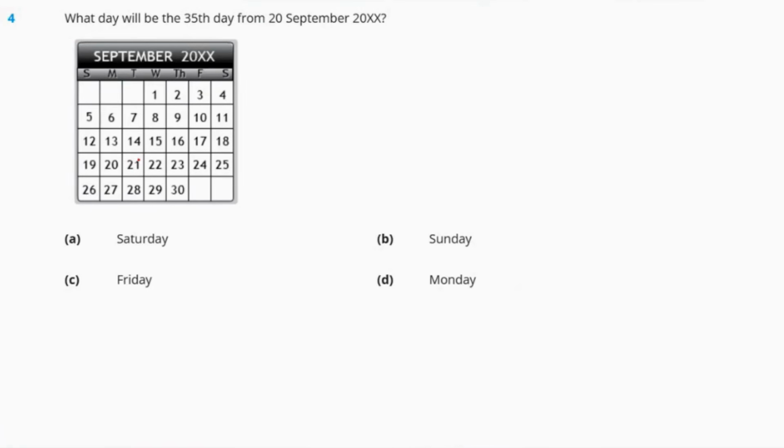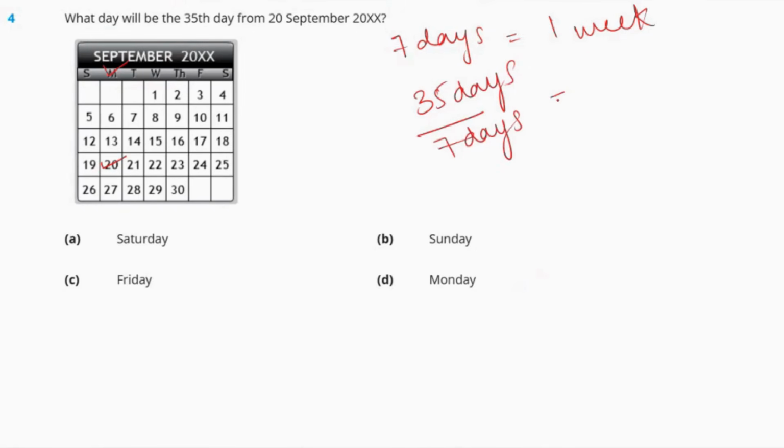Question 4. What day will be the 35th day from 20th September 20XX? Okay. Now, as we can see in this calendar that is provided to us, 20th of September was Monday, right? Okay. Now, we know that 7 days consist 1 week, right? Now, how many weeks will be there in 35 days? So in order to find, let us divide 35 days by 7 days. So we'll get the total number of weeks. So the total number of weeks will be 5, right?